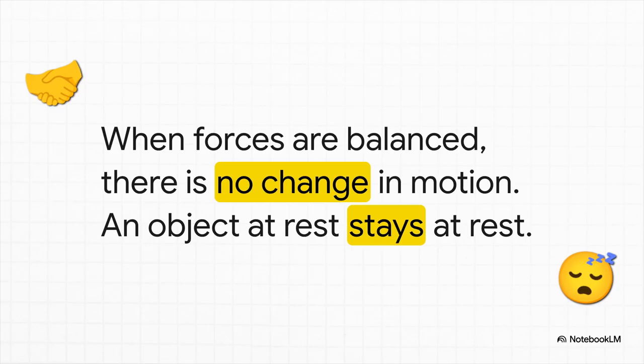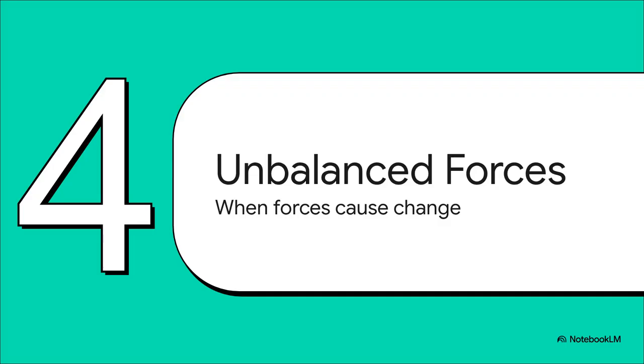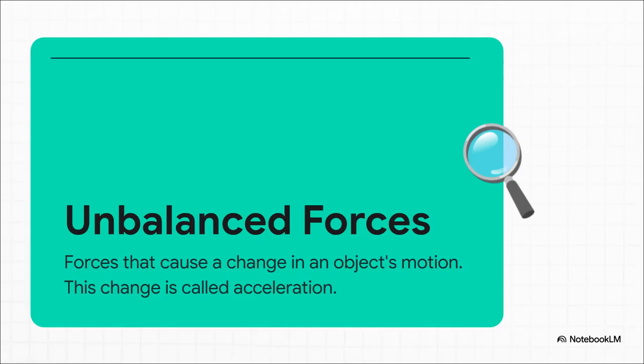Everything is in equilibrium. But come on, how often is a tug-of-war a perfect tie? What happens when one side starts to pull a little harder? Well, that's when things start to move. That's when the action happens. And this is where we get unbalanced forces. When one force is bigger than the one opposing it, they don't cancel out anymore. There's a leftover force, a net force. And that leftover force is what causes a change in motion. It makes things speed up, slow down, or change direction. We call that change acceleration.